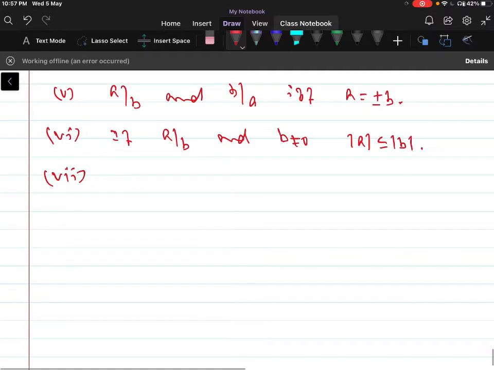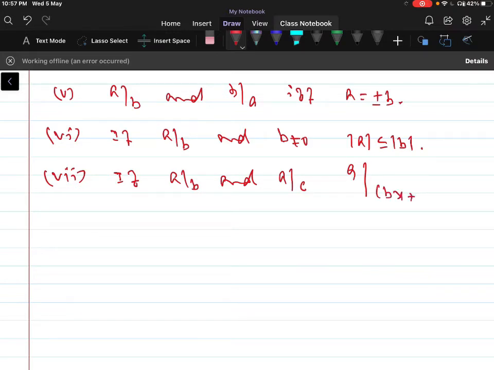Seventh result: if a divides b and a divides c, then a divides bx plus cy for arbitrary integers x and y. So now we'll move to the proof of the results.